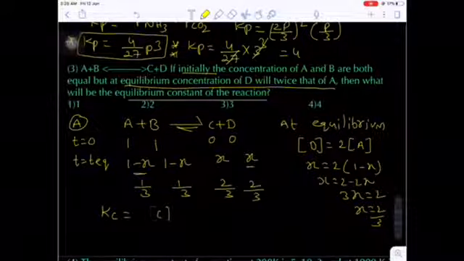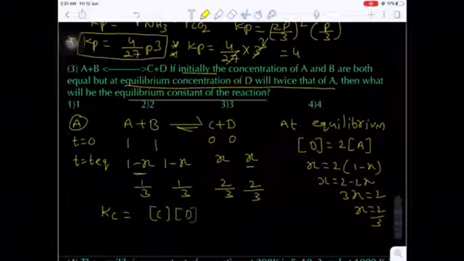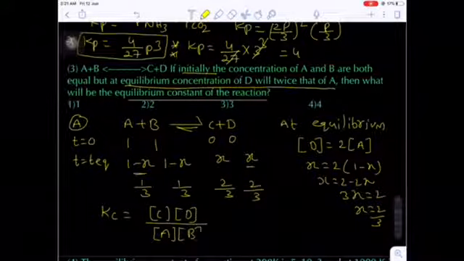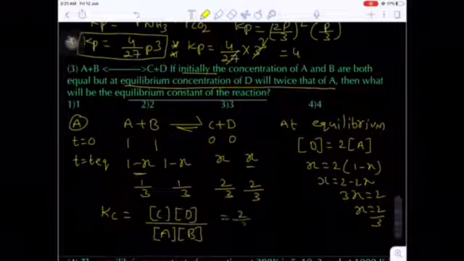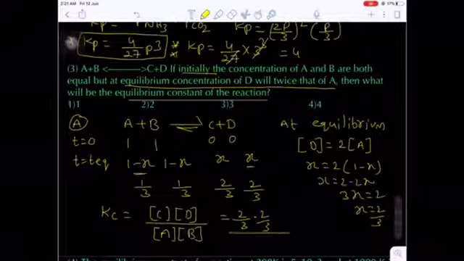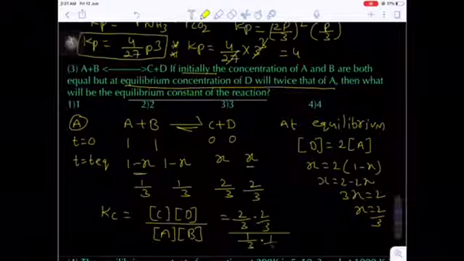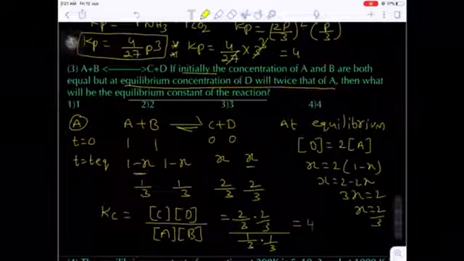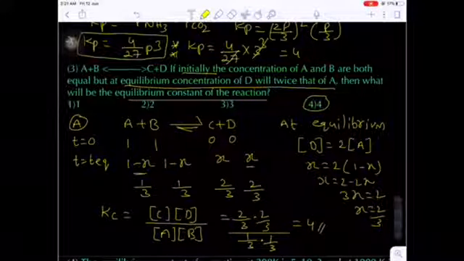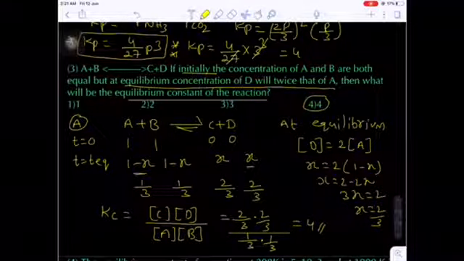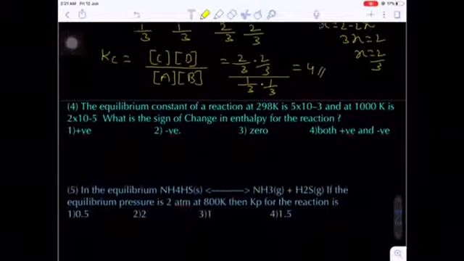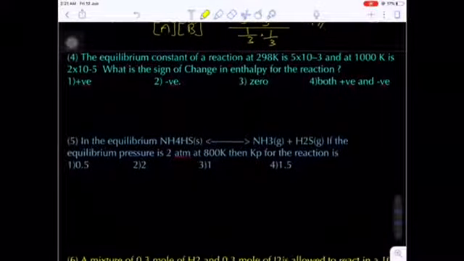So the Kc expression is the concentration of C multiplied by the concentration of D, whole divided by the concentration of A multiplied by the concentration of B. So 2 by 3 into 2 by 3, whole divided by 1 by 3 into 1 by 3. So the answer will be 4. That is option number 4. Okay, now come to question number 4.